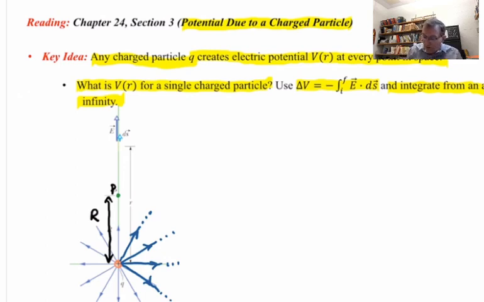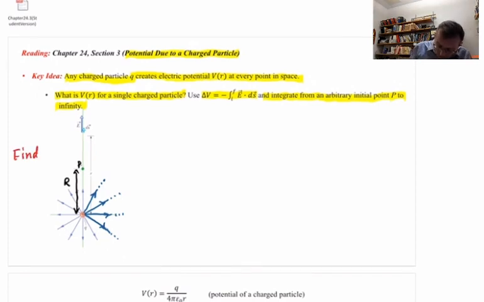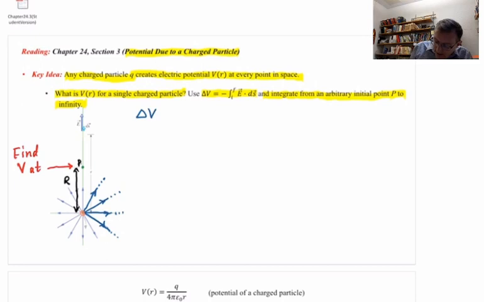And now let me show you how we use the line integral approach to find the formula. What I want to find, just so it's clear for everybody, is the electric potential V at that point P. Okay? All right, here we go. Delta V equals the negative of the line integral from the initial point to the final point, E dot ds.